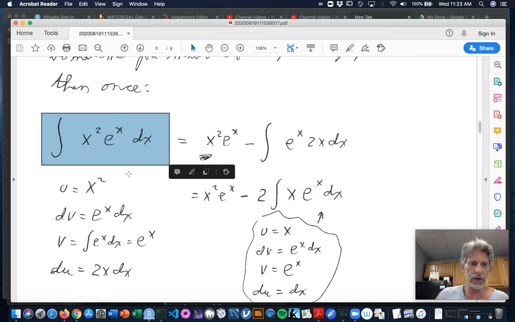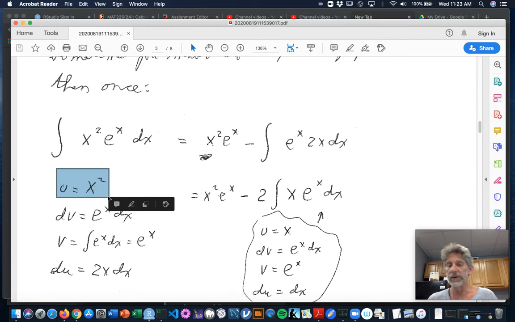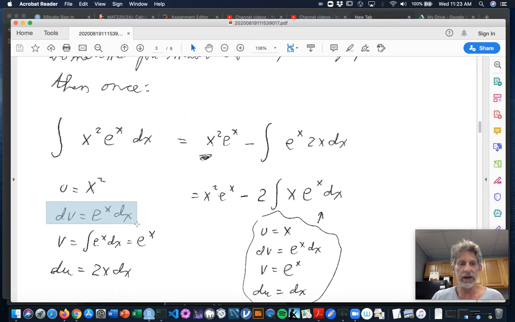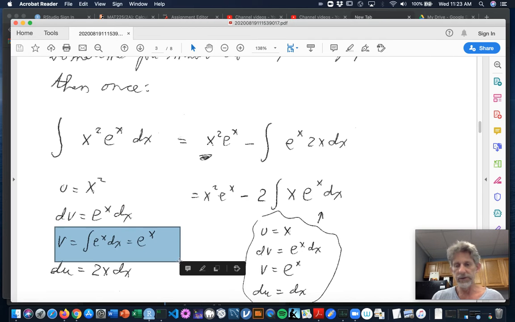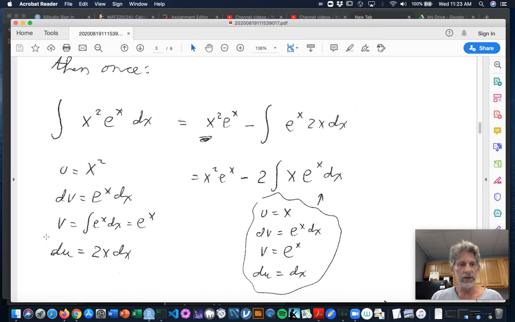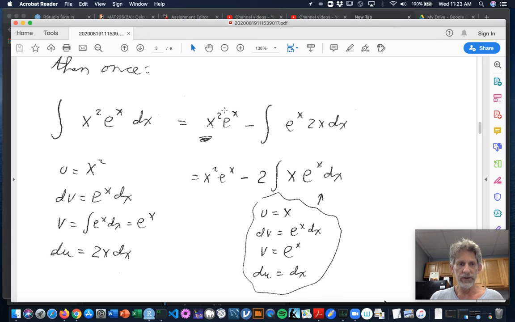So that's clearly a product. Why don't we let u be x squared? After all, it would be pretty easy to get the derivative of x squared. dv is going to have to be everything else, but it's not so hard to get the antiderivative of e to the x. In fact, the antiderivative of e to the x is e to the x. And the du is 2x dx. So we take that and we use our integration by parts formula. Here is our u, and here is our v, minus the integral of our v du.